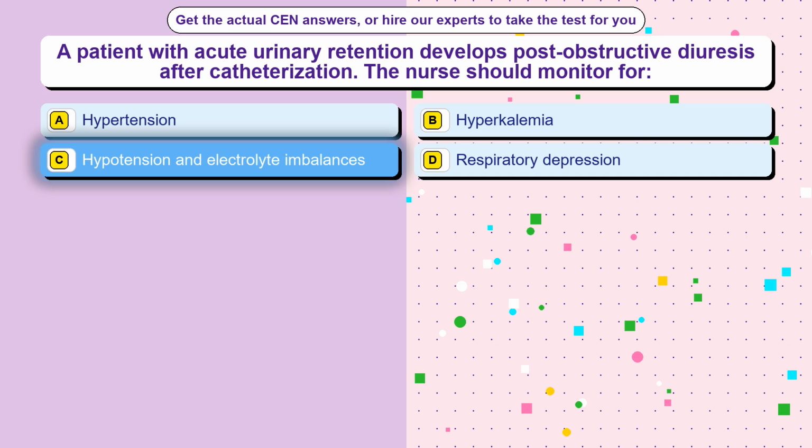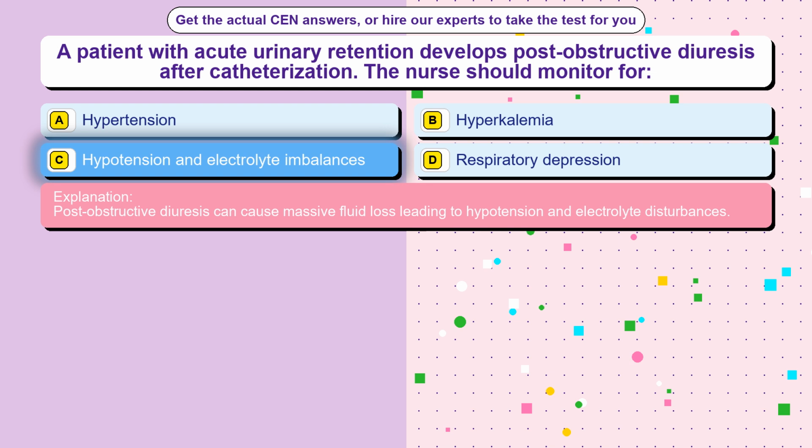The correct answer is option C. Hypotension and electrolyte imbalances. Post-obstructive diuresis can cause massive fluid loss leading to hypotension and electrolyte disturbances.